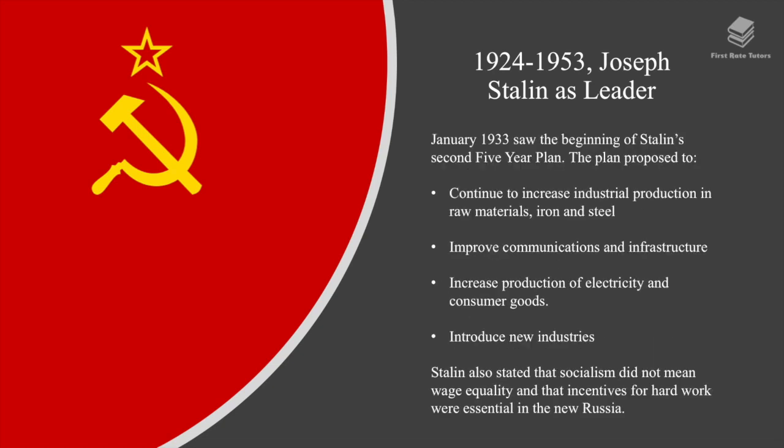January 1933 saw the beginning of Stalin's second 5-year plan. The plan proposed to continue to increase industrial production in raw materials like iron and steel, to improve communications and infrastructure, increase production of electricity and consumer goods, introduce new industries. Stalin also stated that socialism did not mean wage equality and that incentives for hard work were essential in the new Russia.